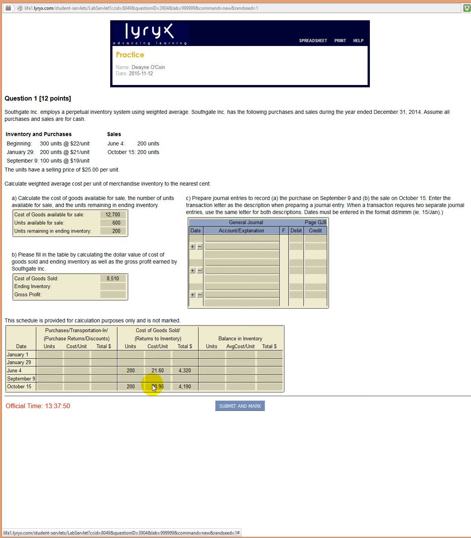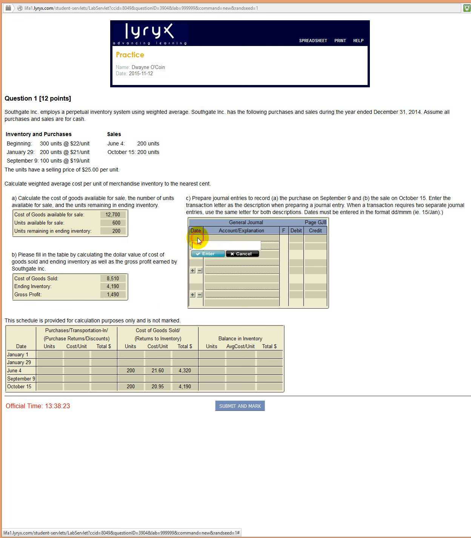Our ending inventory will be at $20.95. And so that's 200 times 20.95, because that's what we calculated as the weighted average cost per unit at the October 15th sale. So the remaining inventory would have been at that same price. So our gross profit here would be 400 units times $25 each minus the cost of goods sold of $85.10. And that's the entry there.